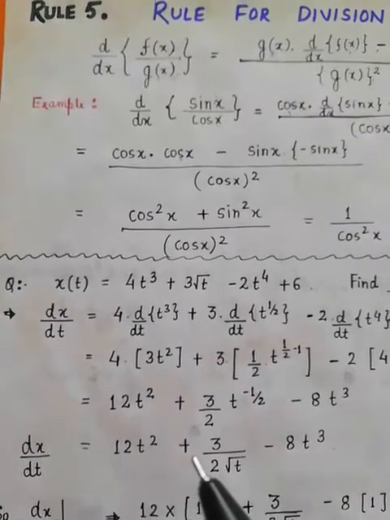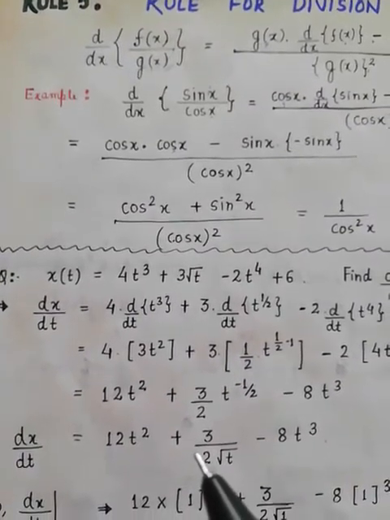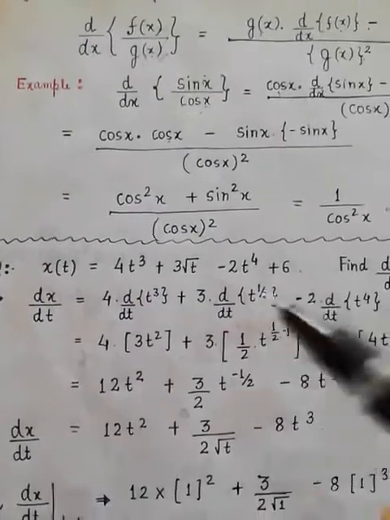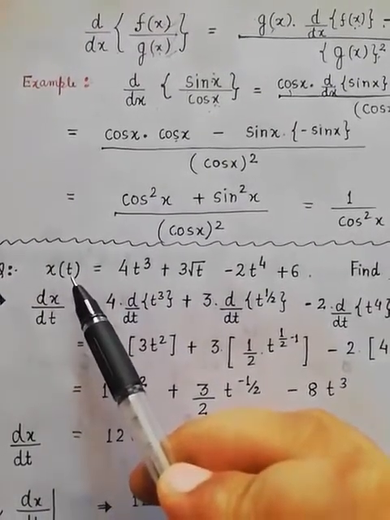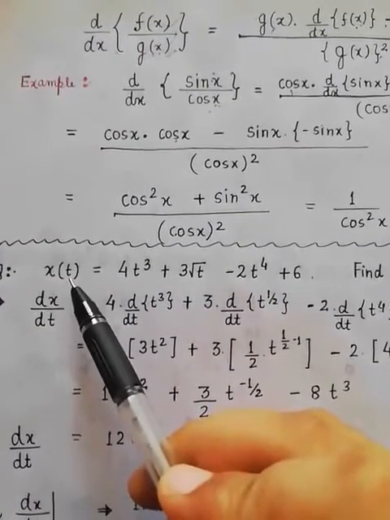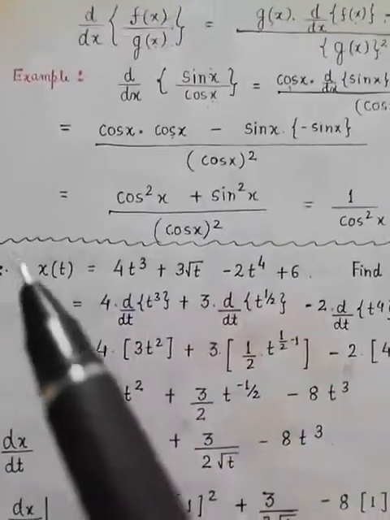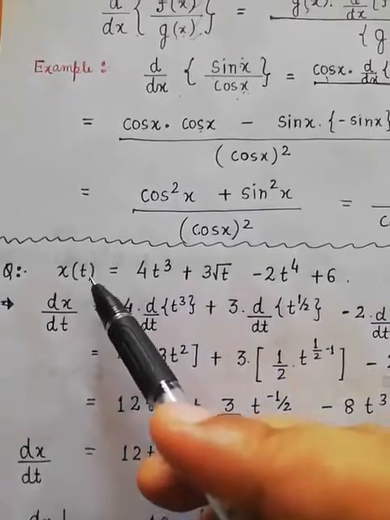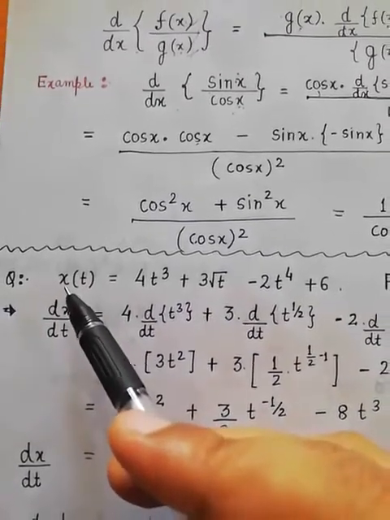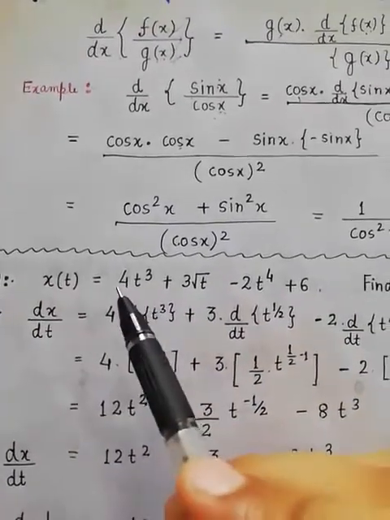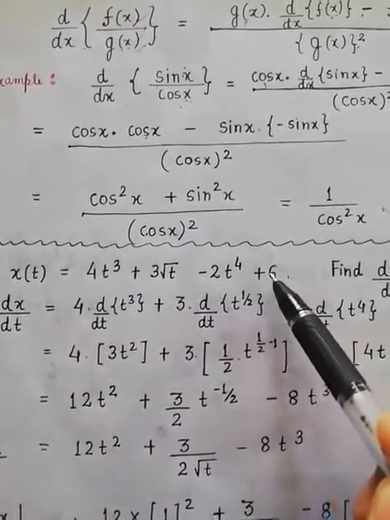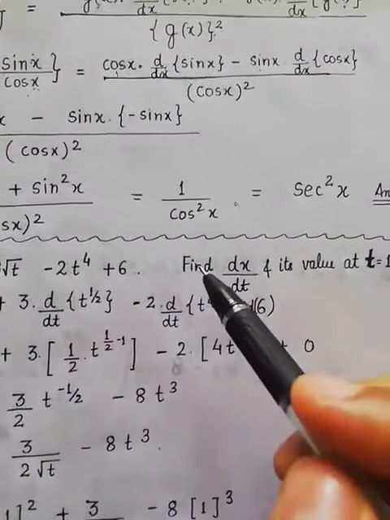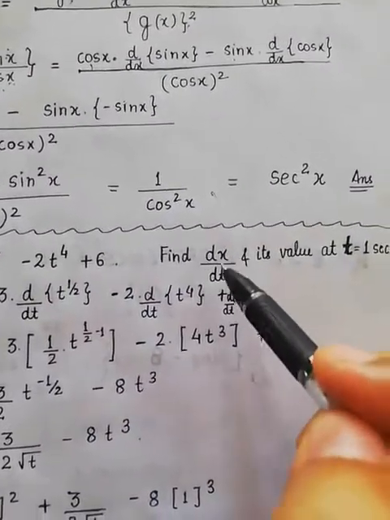Hello dear students, in this lecture we will see several examples related to differentiation. Suppose we have a variable x which is a function of t, okay? So this t is what? An independent variable, while since x is a function of t, x is a dependent variable, represented as 4t cube plus 3 root t minus 2 into t to the power 4 plus 6. And if I ask you to calculate, find dx by dt.